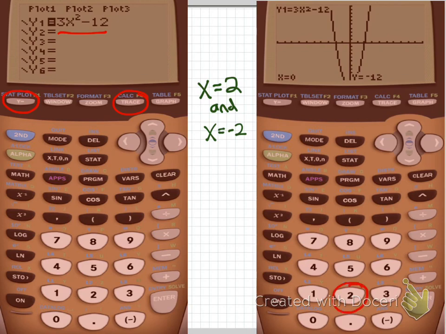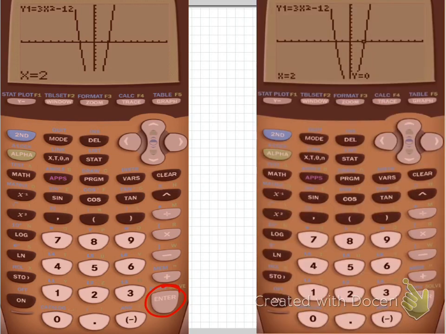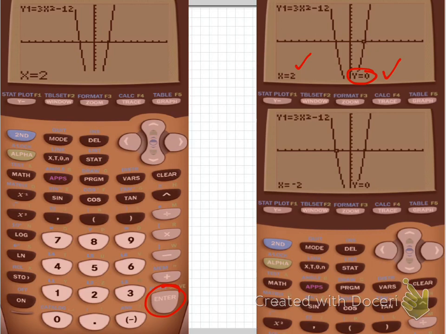So type in 2. When you press 2, you should get a screen that looks like this. And then you press enter and it graphs x equals 2, y equals 0. Because it says y equals 0, that's correct. So x equals 2 is one of our solutions. Check. Likewise, when you type in negative 2, you get another 0. So that's another solution. That is a quick way to check your zeros.